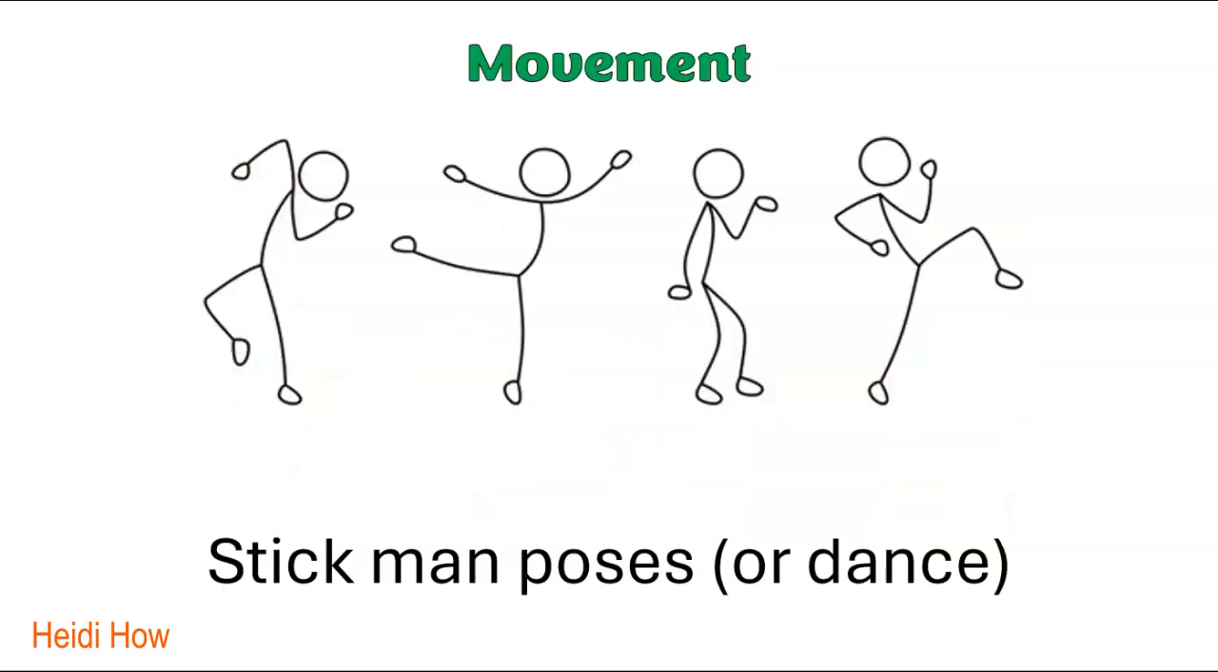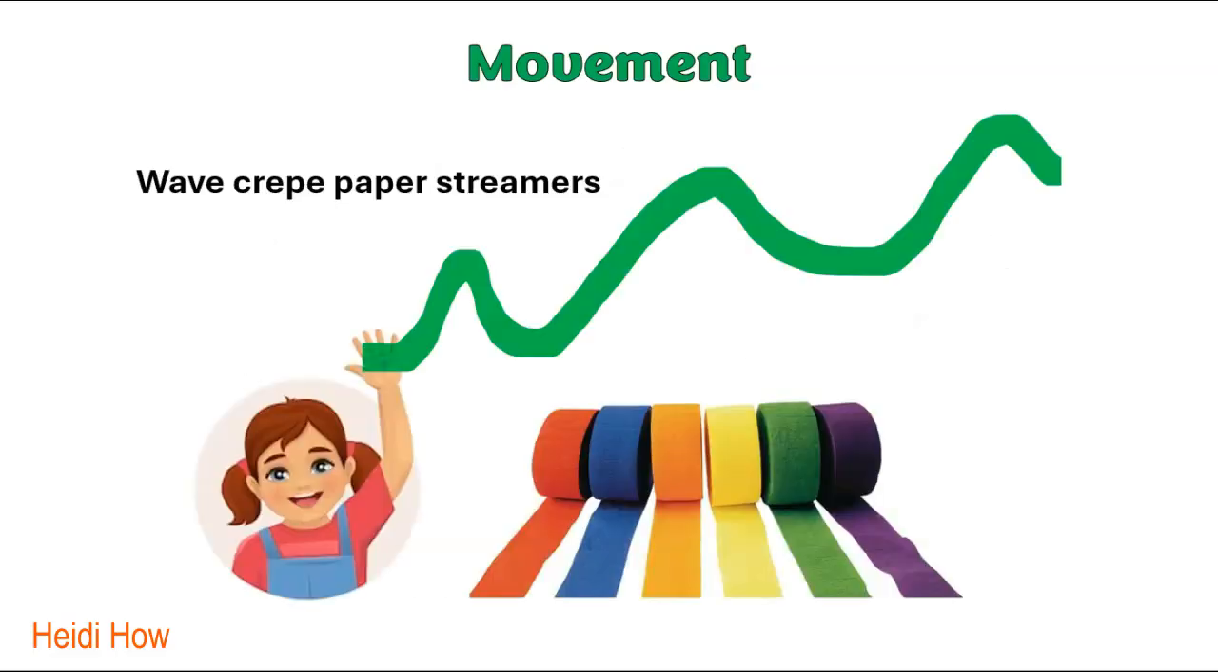Stickman poses is a lot of fun. The teacher puts their arms and legs out in different lines in different positions, and everybody sees if they can get their arms and legs in the same position to copy those lines. You can have the kids partner up and one of them be the leader and one of them be the follower, or let different kids come to the front of the room and get into a stickman position. Waving crepe paper streamers is very fun, especially if you have a lot of room or if you have the chance to go outside. Watch how the streamer makes a line in the air as you wave it around.